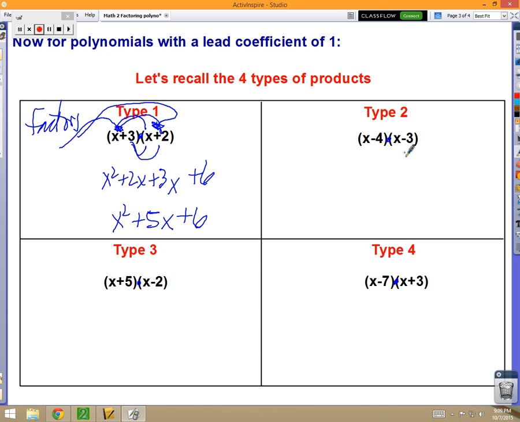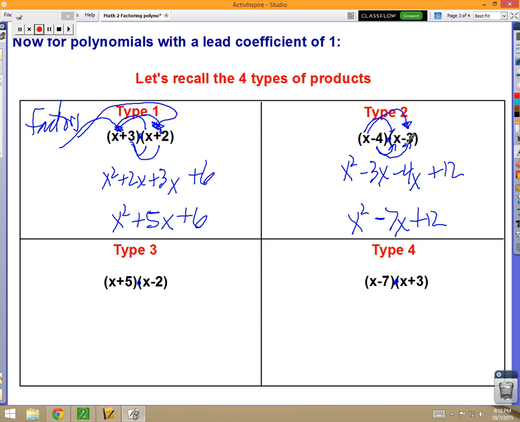Now let's look at these factors. These are negative, negative, minus, minus. So x minus 4 and x minus 3, now you got some negatives. So if you have x times x, that's going to give you x squared. If you have x times a minus 3, that's going to give you a minus 3x. If you have a minus 4 times x, that's going to give you a minus 4x. If you have a minus 4 times a minus 3, that's going to give you a plus 12. Okay, now you add your middle pieces, a negative 3 and a negative 4, so you got x squared minus 7x plus 12.